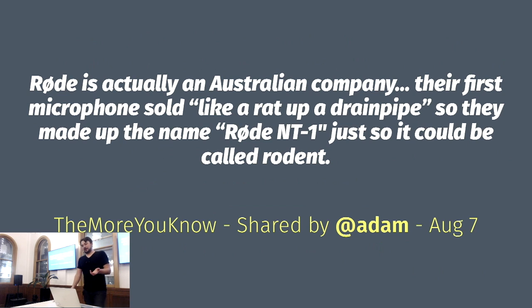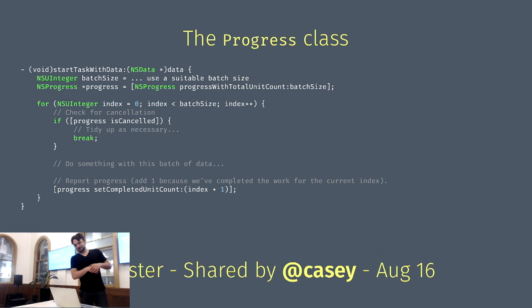This was shared probably due to me asking some audio questions, but the microphone company Rode is actually an Australian company. I didn't know that. This is tagged under my category of the more you know, but their first microphone sold a lot, the Rode NT1, so they could call it a rodent. I thought that was interesting. Like a rat up a drain pipe means a lot. Yeah, that's fast. It's pushing the slang there a bit, isn't it?